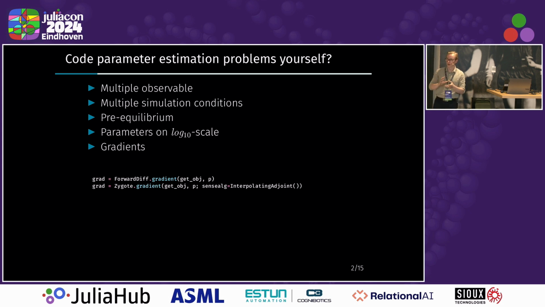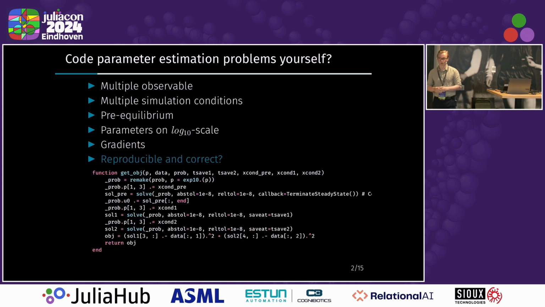But if your model is large, you probably want to use some reverse approach like Zygote. And the people here probably know that getting your code to work with Zygote in a perfect manner out of the box can be a quest. So I think the take-home message here is that we can code our objective functions ourselves, but we might miss out on optimizations. And another questionable thing is if your code is reproducible.